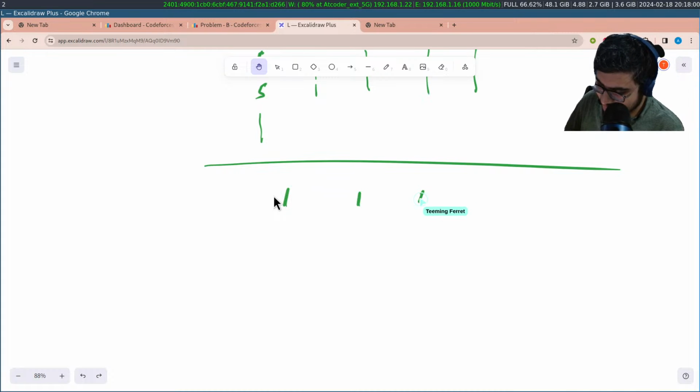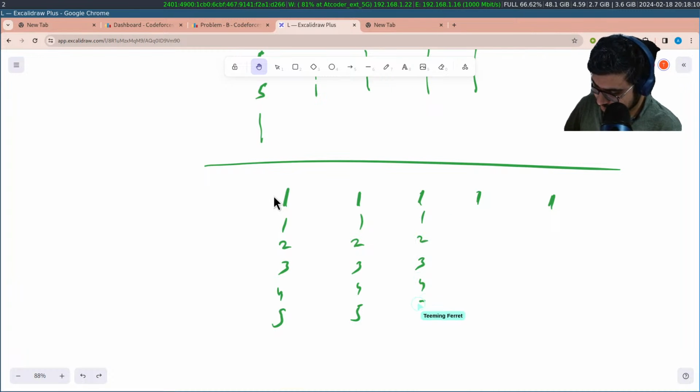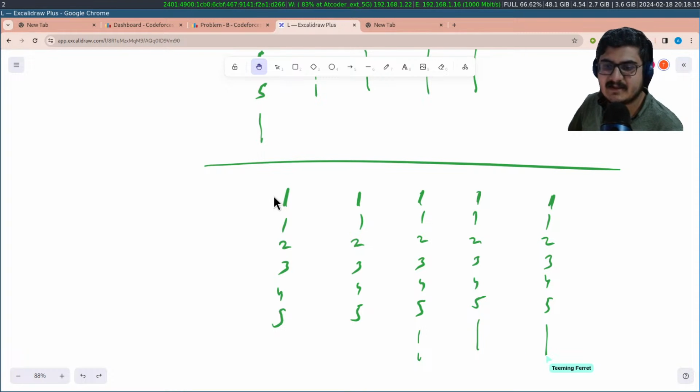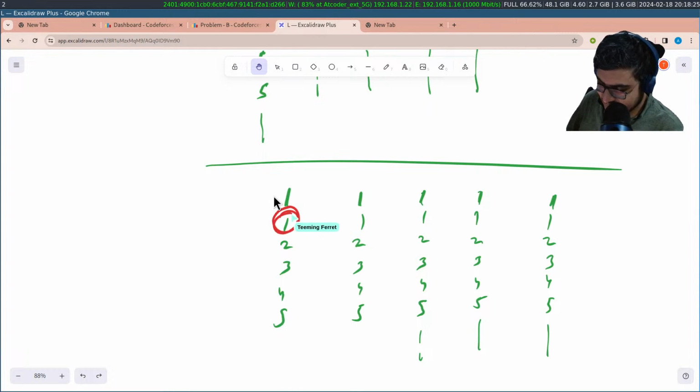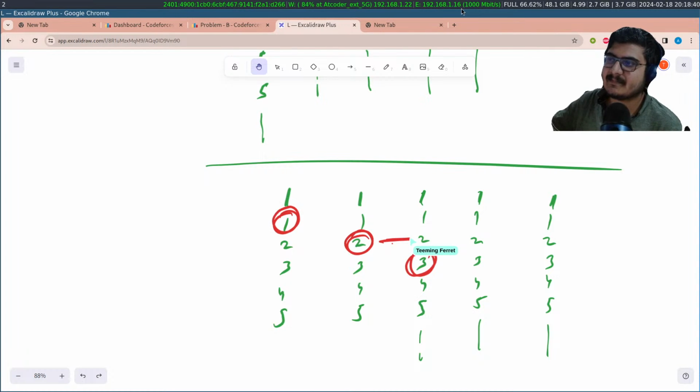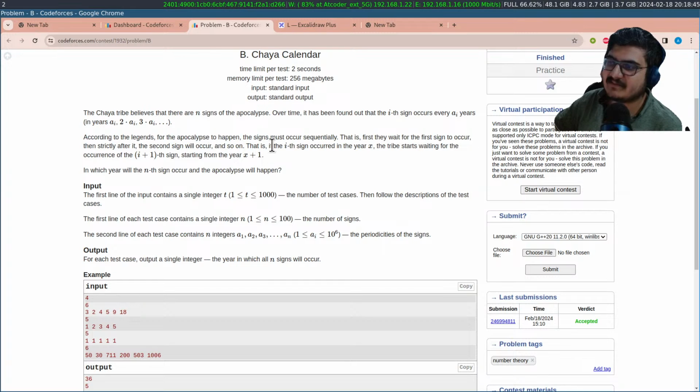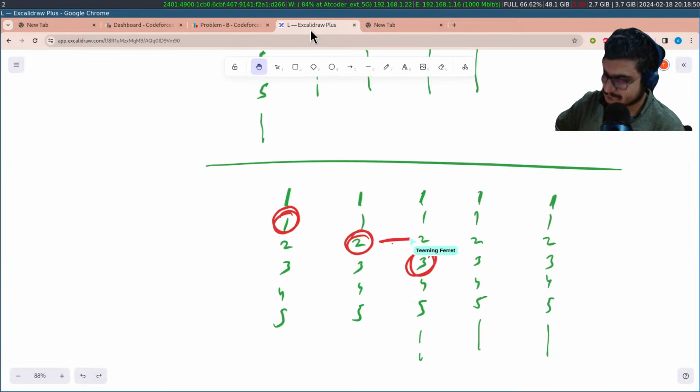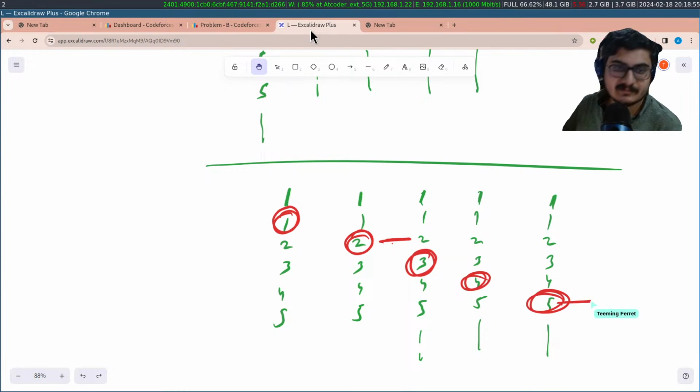Secondly, in the next example, all the signs appear every day. A sign may appear multiple times, but we only care about the first time sign 1 is seen, on day 1. After day 1, the second sign will appear on day 2, and after the second day the third sign will appear on day 3. Although the signs are appearing on the same day, you cannot check two signs for the same day, because the problem statement says that after you have seen the ith sign in year x, you should look out for the i plus 1 sign starting from year x plus 1. And essentially this would be our answer over here.